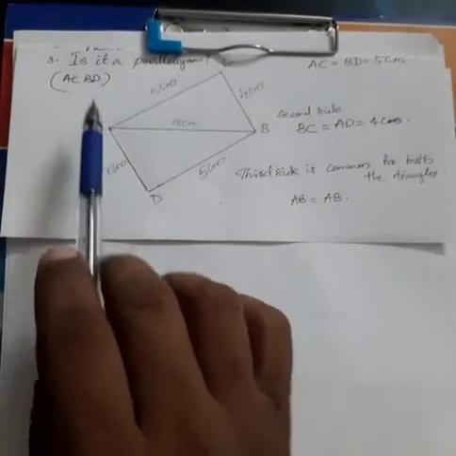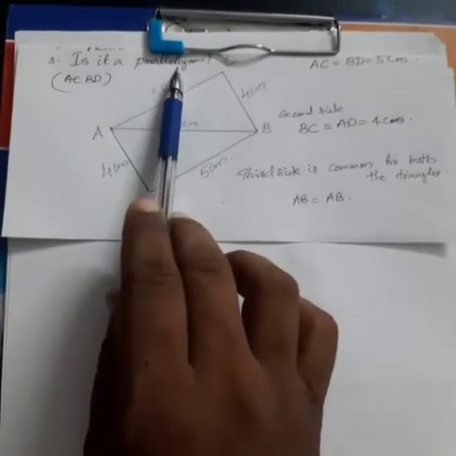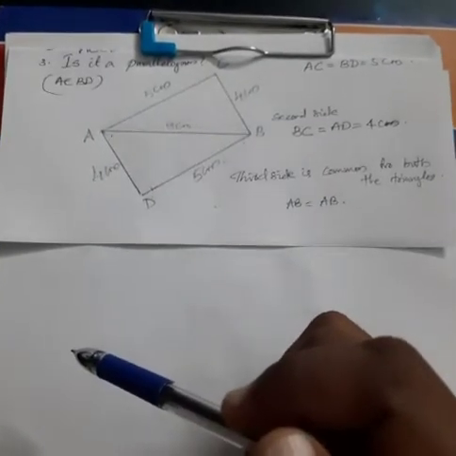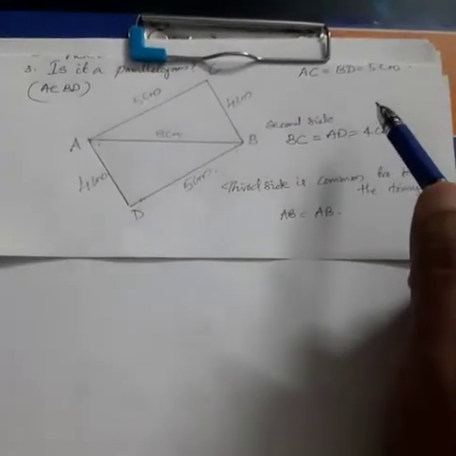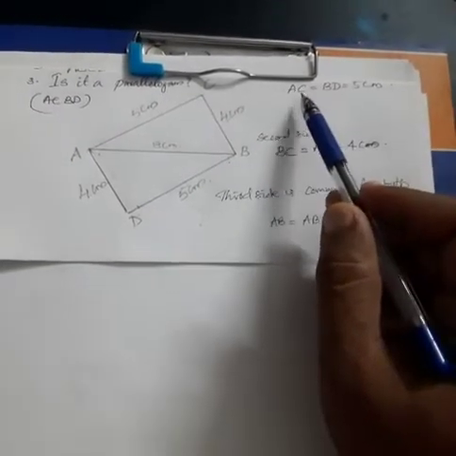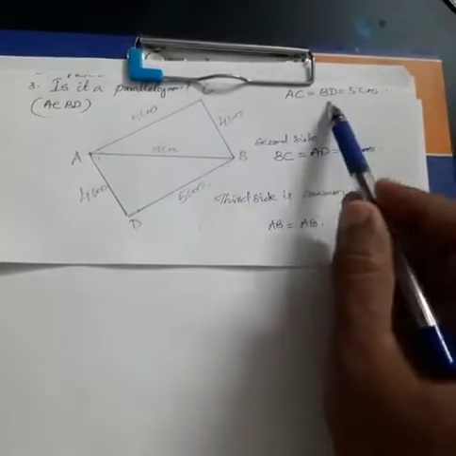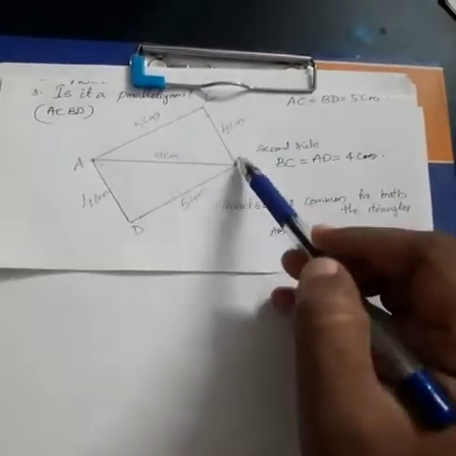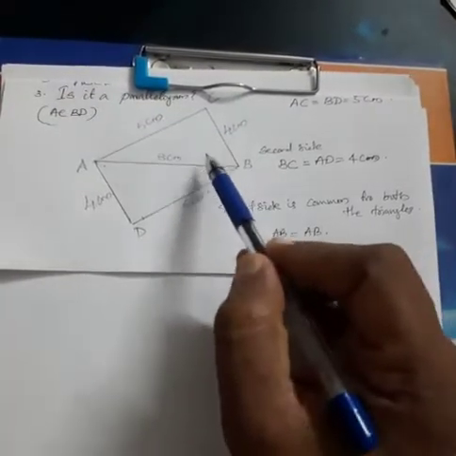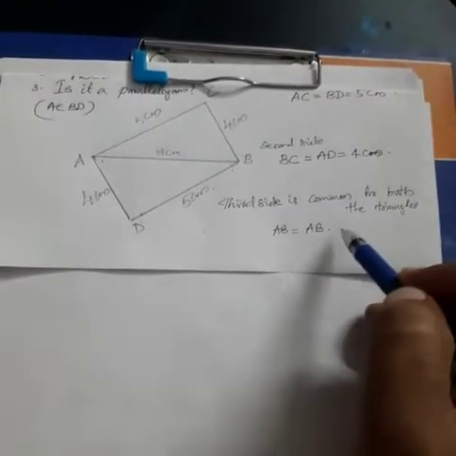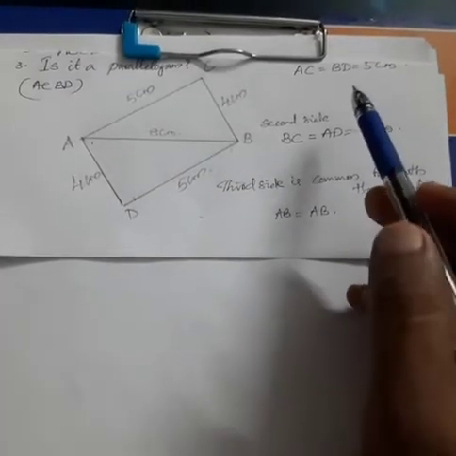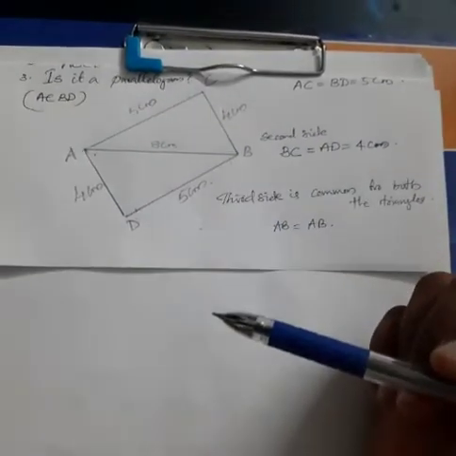See the question. Is ACBD a parallelogram or not? Here, as in the previous question, we have to find out the sides. The first side is AC equal to BD, which is 5. The second side is BC equal to AD, which is 4 centimeter. And the third side is common for both the triangles. Then you have to equate the equal sides. If the sides are equal, the opposite angles are also equal.